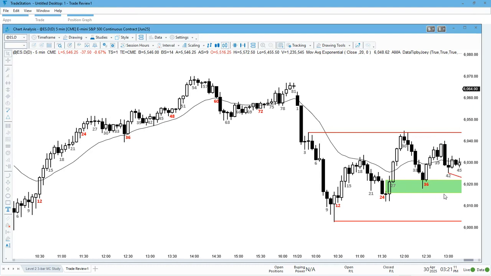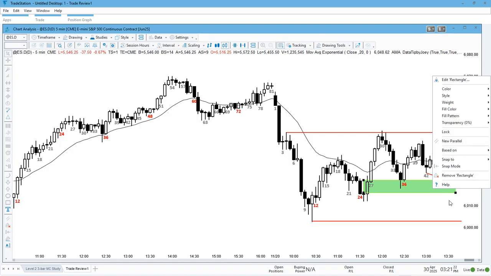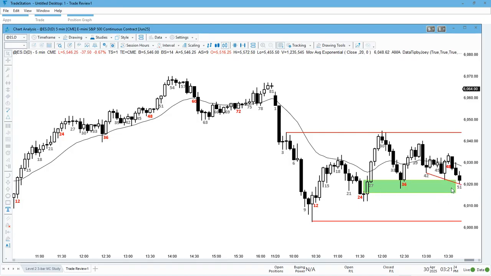And then if we talk about this micro channel, 49 through 51, it's like I said down here. This green box is expected to be support. 51 is testing support. It's also leg 3. And I said, what's the significance of leg 3? That's weak, exhausted traders.